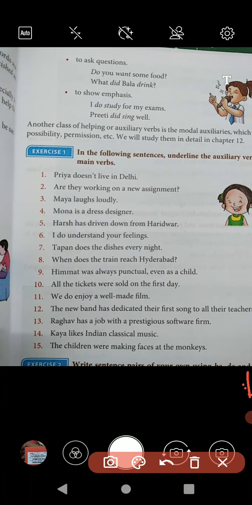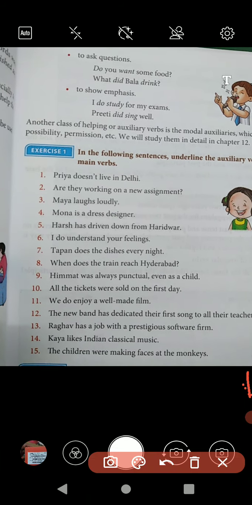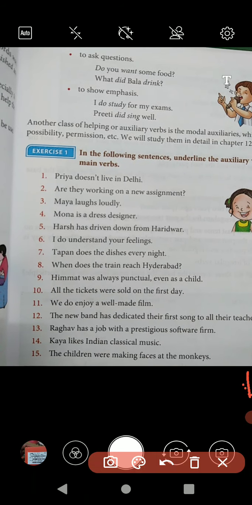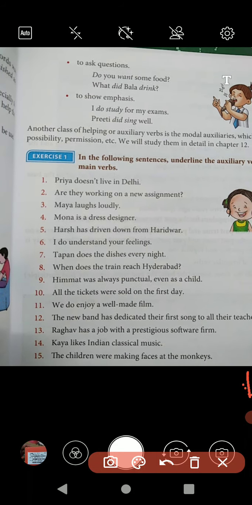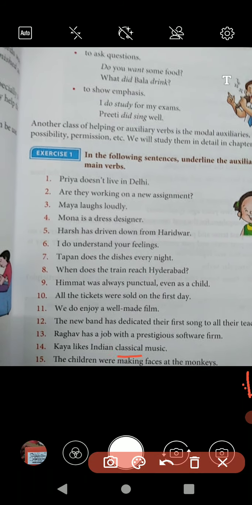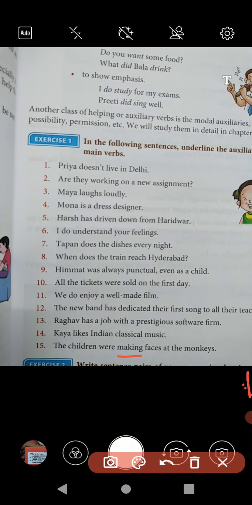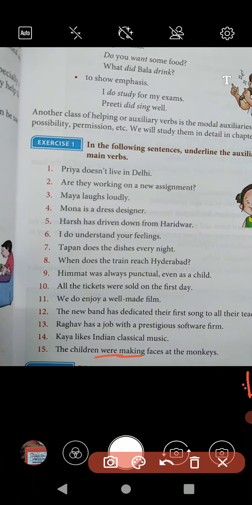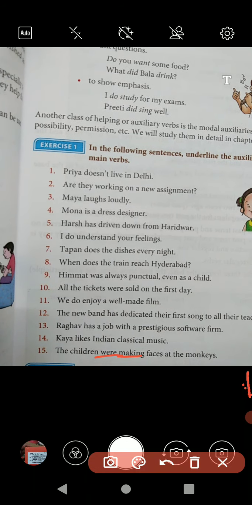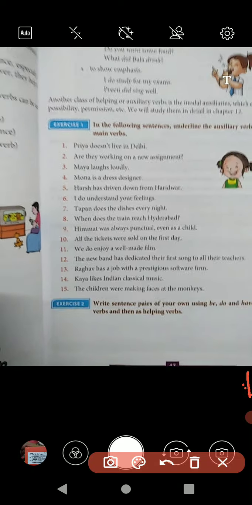Last sentence, the children were making faces at the monkeys. So in this sentence we have two verbs. What were they doing? They were making. So making is the main verb. And we have an auxiliary verb, that is were. First is making, that is the main verb, and were is the auxiliary verb.